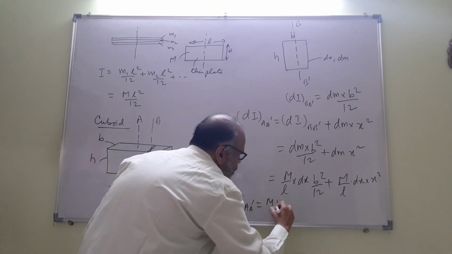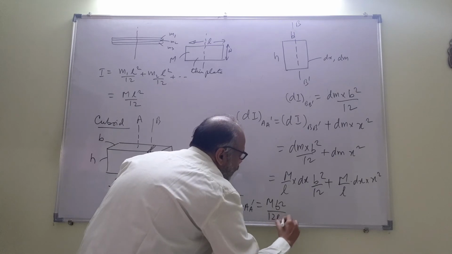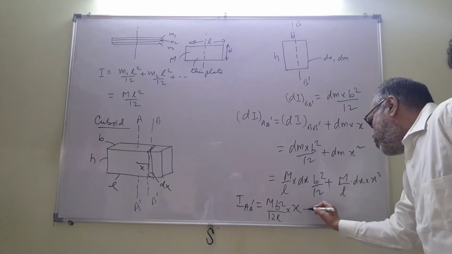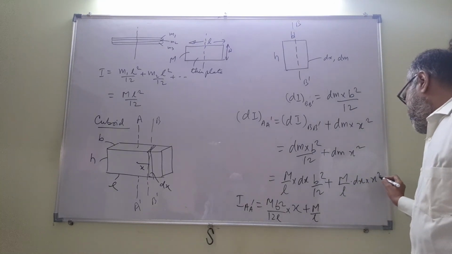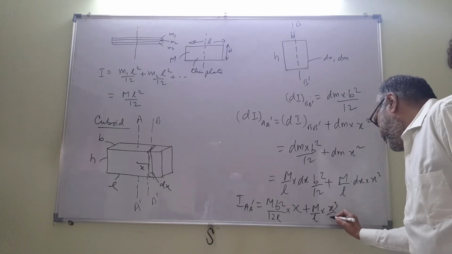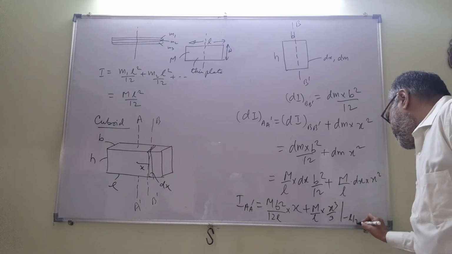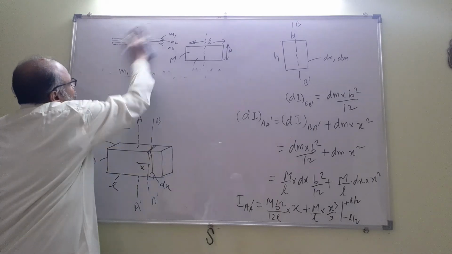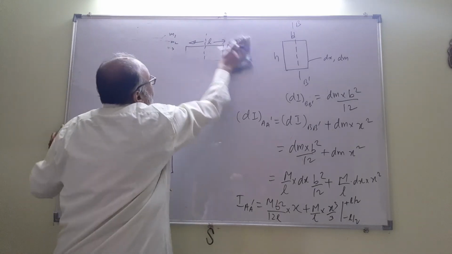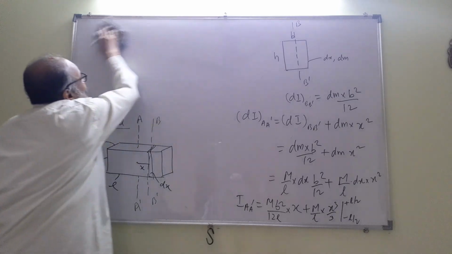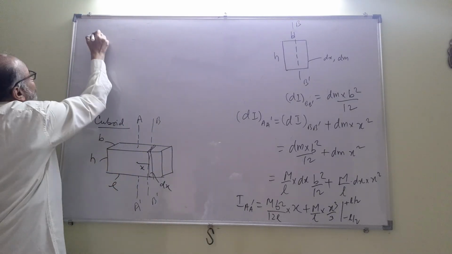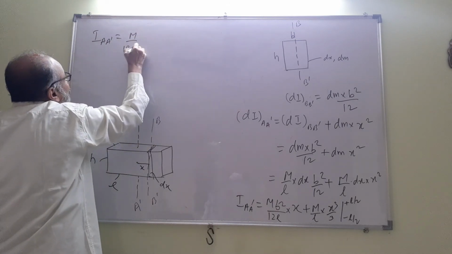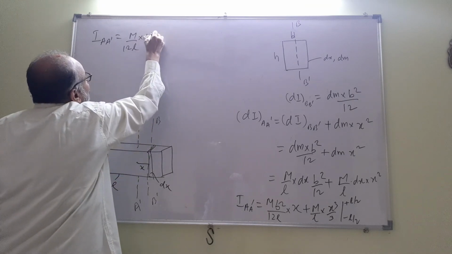If you integrate this, you will get the moment of inertia about AA dash. You will have mb squared by 12L. Integral dx is going to be x. And this is going to be plus m by L, x squared dx would be x cubed by 3, limits from minus L by 2 to plus L by 2. So if you put those limits, I AA dash is going to be m by 12L b squared, limits of x plus L by 2 and minus L by 2.